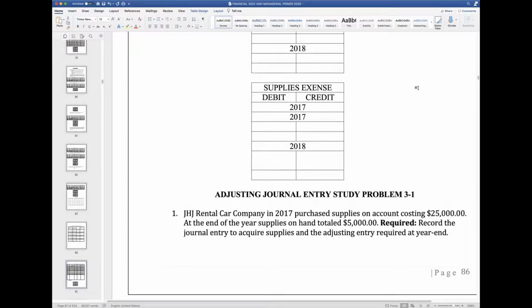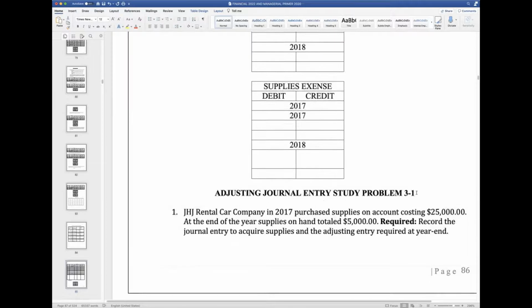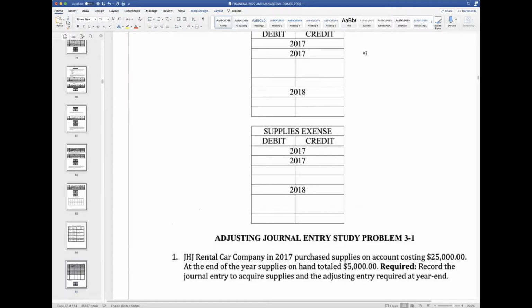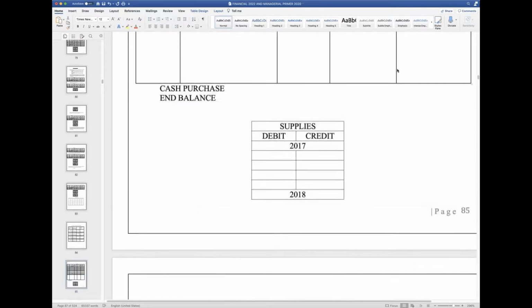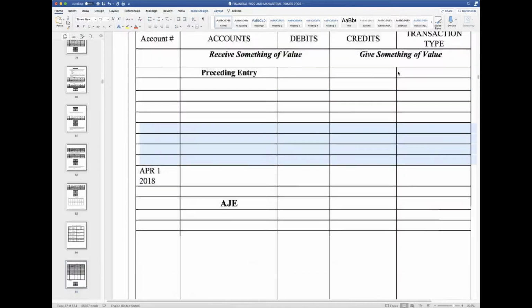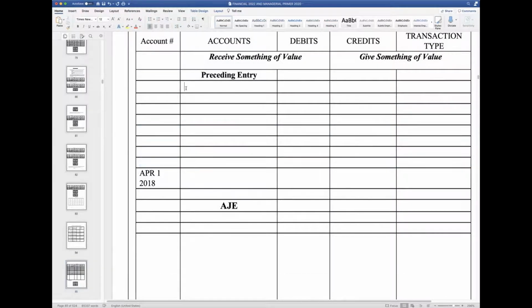Cameron, we have J.H.J. Rental Car purchasing supplies on account for $25,000. So let's just go ahead and record that entry. And since it's on account, we're going to debit supplies, and we're going to credit accounts payable.